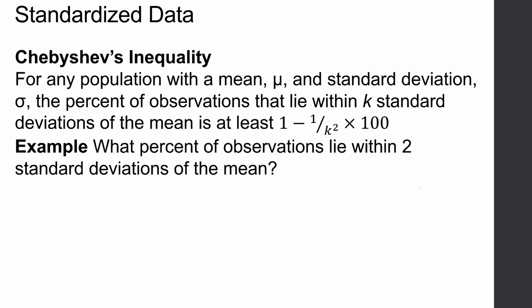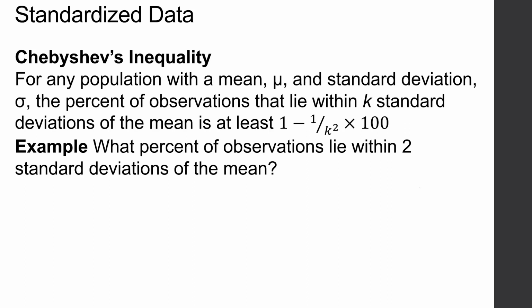Chebyshev's inequality is one way that we can estimate the percent of observations that lie within a certain number of standard deviations of the mean. So it says for any population with a mean mu and a standard deviation sigma, the percent of observations that lie within k standard deviations of the mean is at least 1 minus 1/k² times 100.